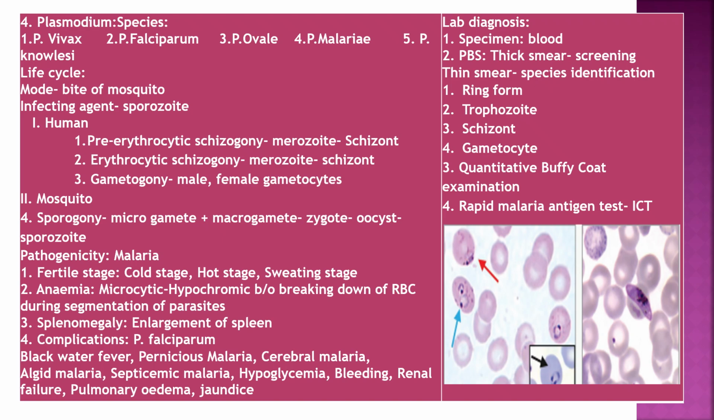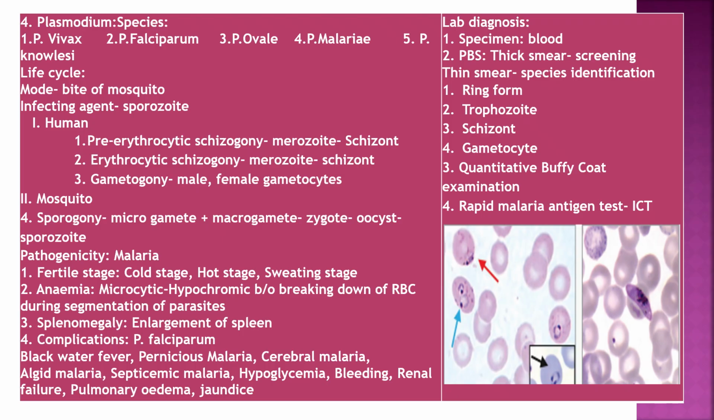Pathogenicity of malaria: febrile stage, cold stage, hot stage, sweating stage. Anemia, microcytic hypochromic, because of the breaking down of RBCs during segmentation of parasites. Third, splenomegaly, enlargement of spleen. Complications of P. falciparum: blackwater fever, pernicious malaria, cerebral malaria, algid malaria, septicemic malaria, hypoglycemia, bleeding, renal failure, pulmonary edema, jaundice. In vivax, it is relapse.